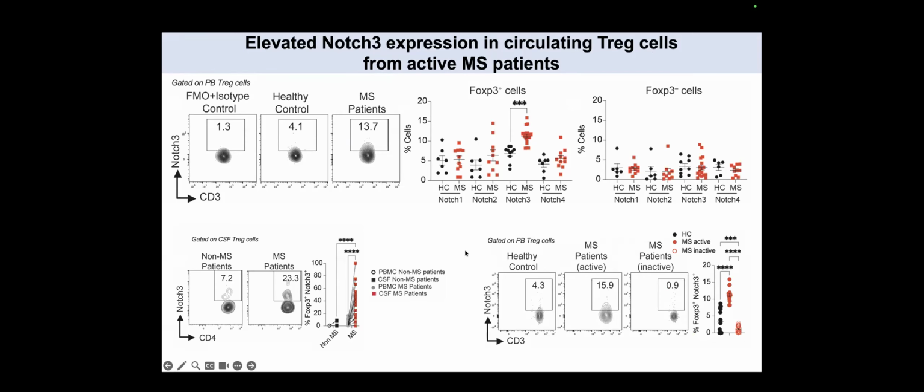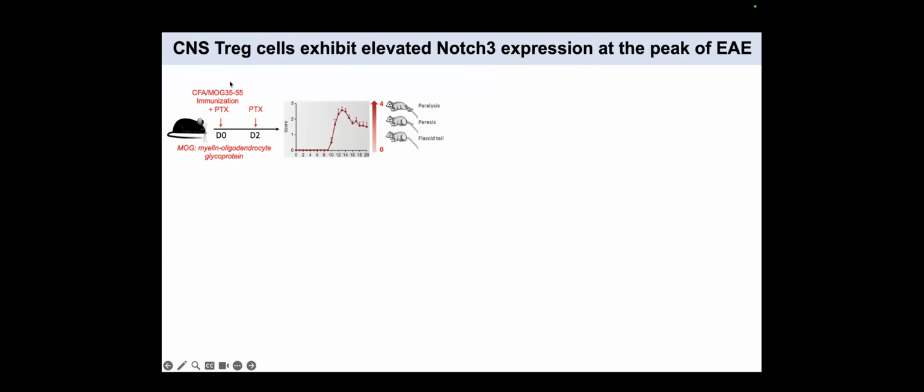To analyze this, we decided to switch to a mouse model, the EAE mouse model, which consists of immunizing mice with CFA and the MOG peptide 35-55. At D0 and D2, we inject pertussis toxin. After that, the mice develop a progressive paralysis after 8 to 10 days, with a score going from 0 to 4. First, we tried to confirm that we find the same upregulation of Notch3 in this disease.